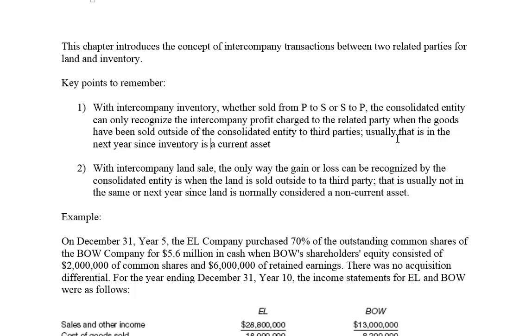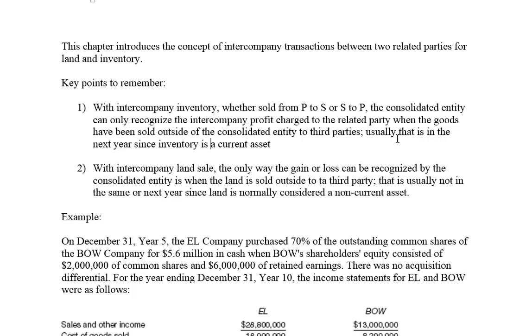So the only time that the consolidated entity can book any of that profit on the land sale is when the sub sells it outside. So what you're going to find is that it may not be the case that in the following year, after the intercompany sale of land has taken place, you can recognize any of that intercompany profit that was charged by the parent to the sub on the intercompany land sale. So it doesn't work like inventory because it's a non-current asset.